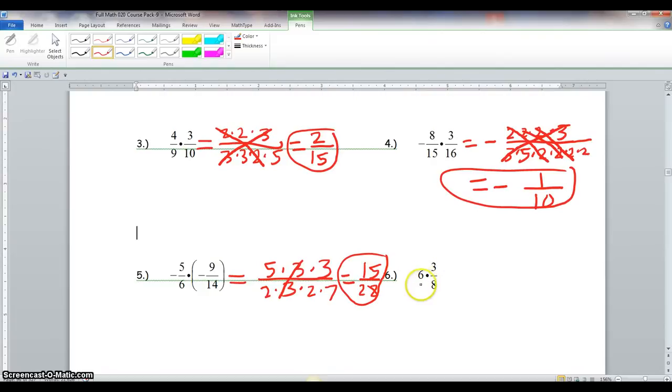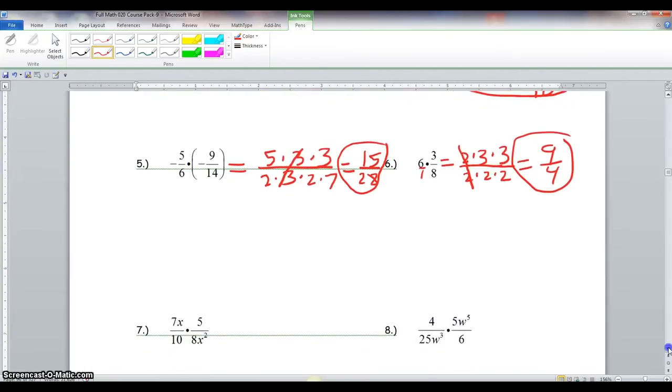Now we go here to number 6. Okay, we have 6 times 3/8. We could put that 6 over 1 to make that a fraction. So in our numerator, 6's prime factorization is 2 times 3, and then this 3 is already prime. In our denominator, we know the prime factorization of 8 is three 2's. So we only have one 2 in common. So our final answer is 9 over 4. Now, I know this is an improper fraction, but we have not gotten to changing it to mixed numbers, so we would just leave it as an improper fraction.